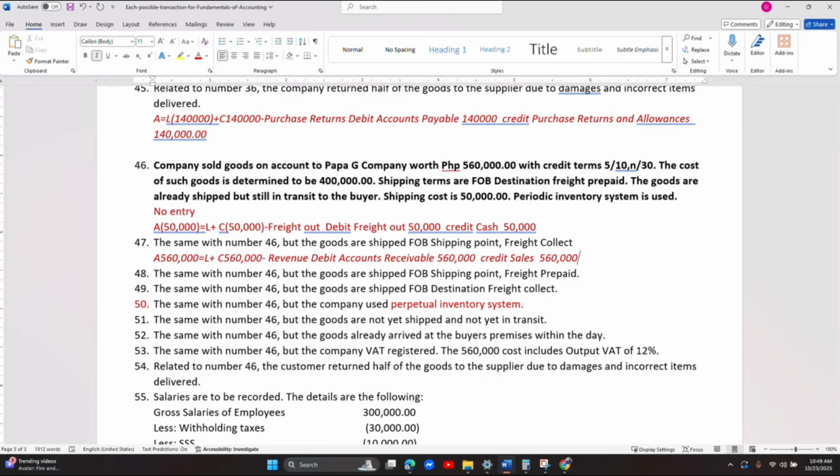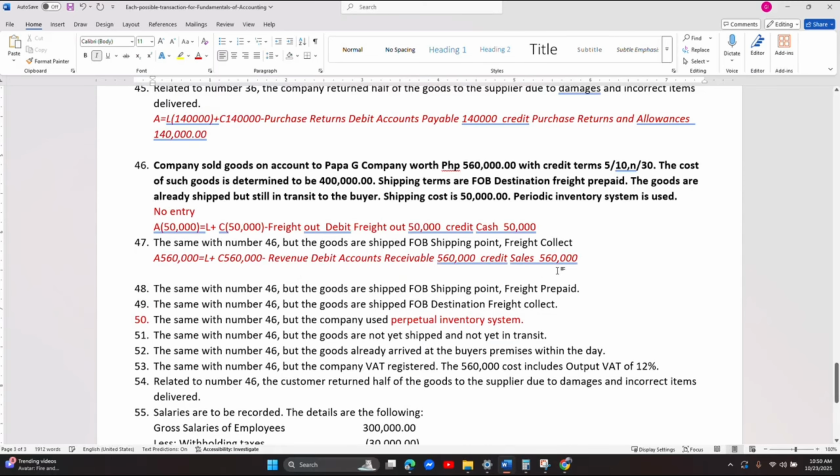Okay? Now let's go to the freight. What will happen to the freight? So, who is the one responsible for the freight? Of course, the owner, which is the buyer, which we are not. We are the seller, right? And who actually paid for the freight? Since it is freight collect here in number 47, the buyer paid for the freight. So that meant they are responsible for paying the freight and they actually paid for the freight. So on our side, no entry. That's as easy as that.